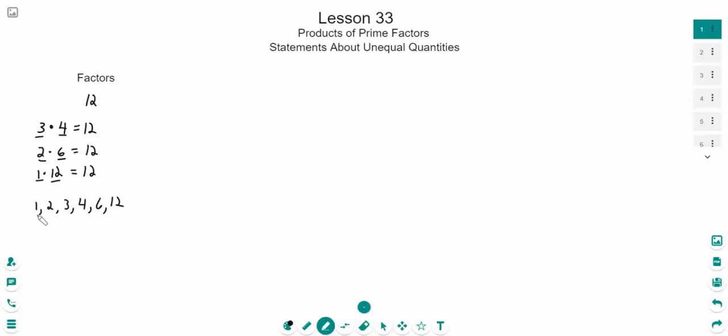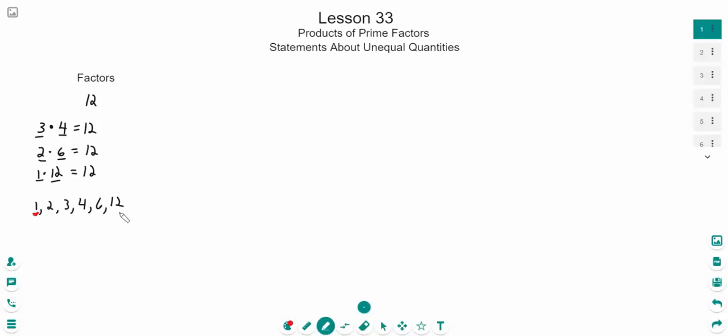Notice that 1 would be a factor for any number. 1 would be a factor for 3. 1 would be a factor for 48. 1 would be a factor for 162. 1 can be used in multiplication to get any number. So the 1 is always going to be a factor, which kind of makes it a little bit trivial. We don't really care about the 1 too much because that's pretty obvious that that's going to be a factor for any given number.